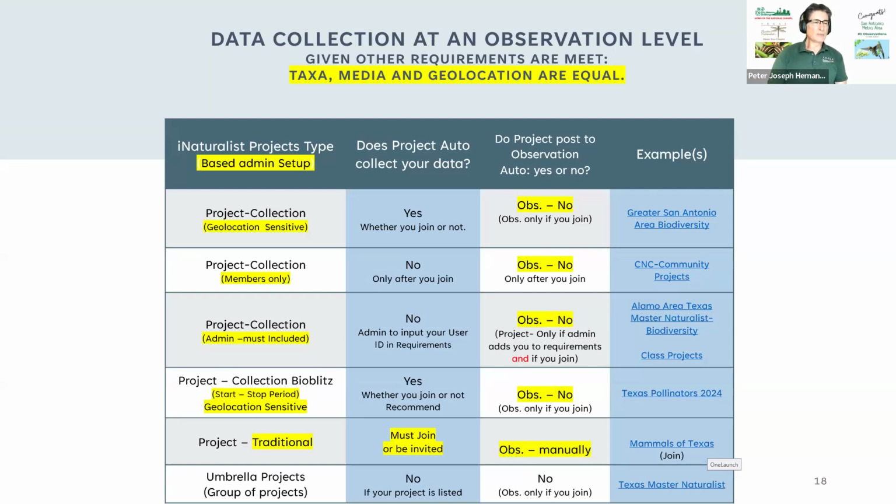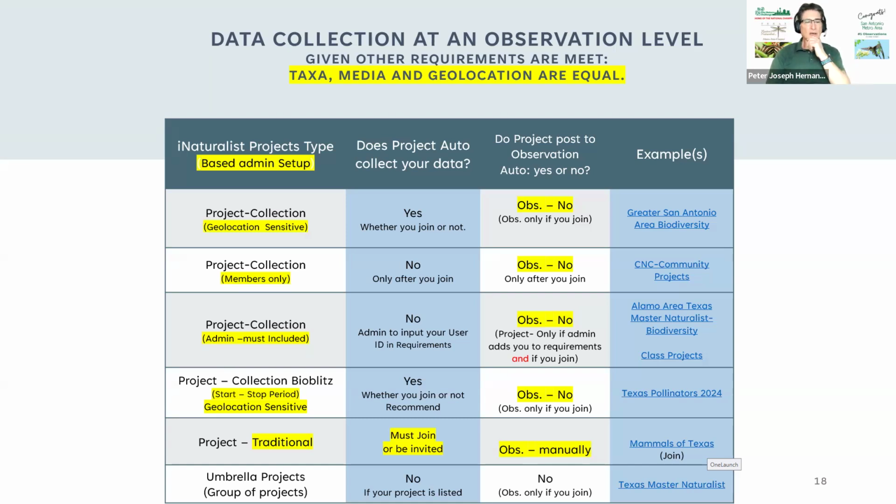And then the umbrella project, no matter what any of these are, you could collect all the data into one project, and it's kind of neat to see an umbrella project. Depending on the project, it does not auto collect. That's a no if the project is not on the list. It has to be on the list, and then it follows those requirements. And then also, you have to join it if you want to see it on your observations.